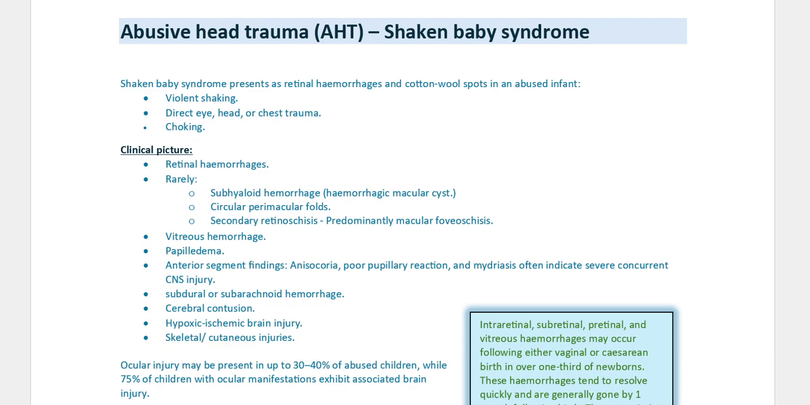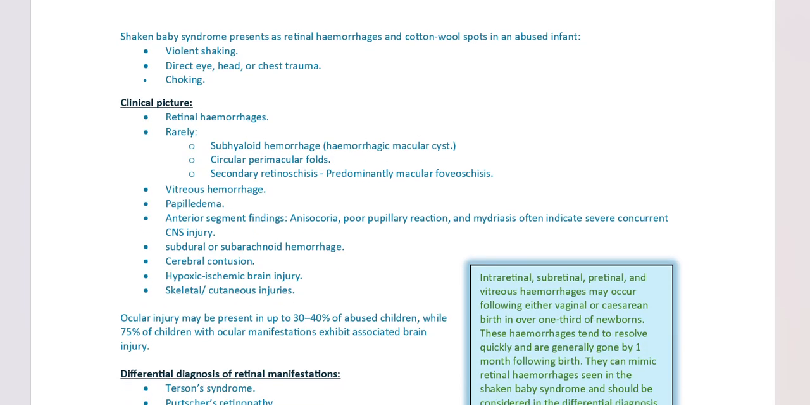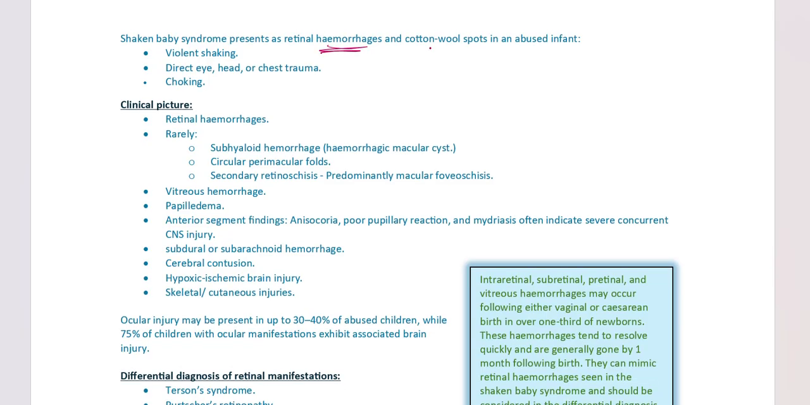Known as shaken baby syndrome. An important guideline from the Royal College is set on this topic. Shaken baby syndrome presents as retinal haemorrhages and cotton wool spots in an abused infant. So it might happen after shaking the baby, just gentle shaking.